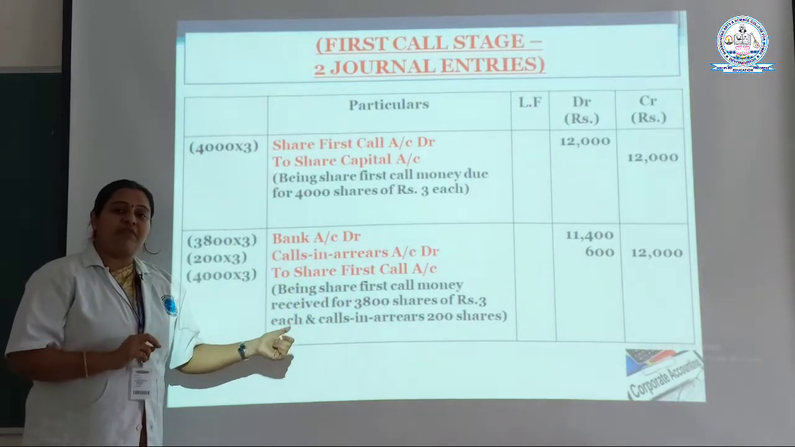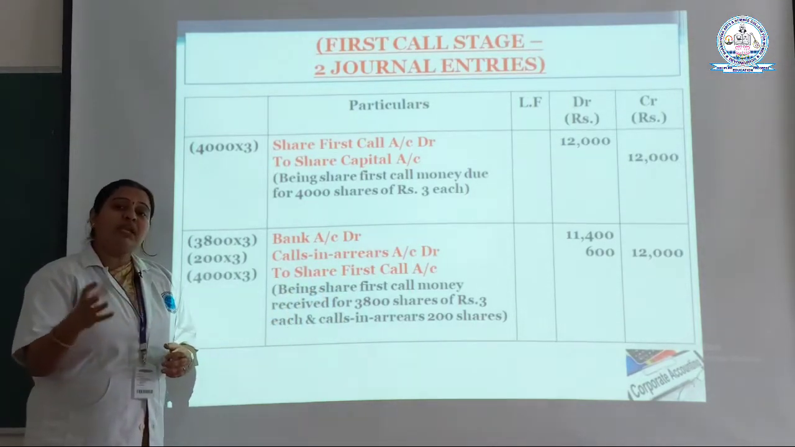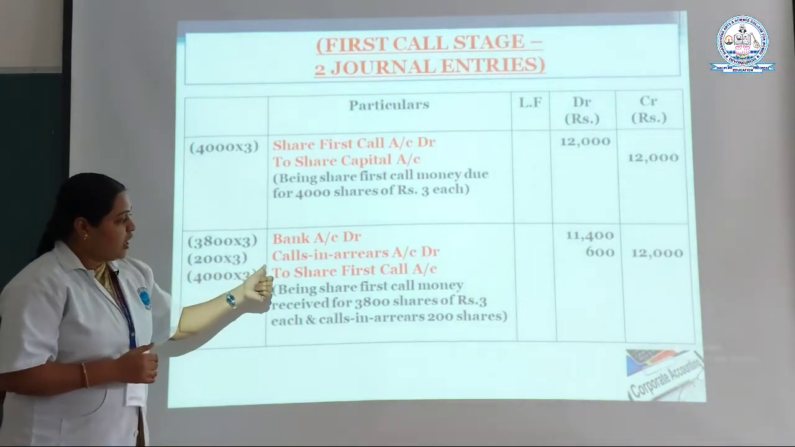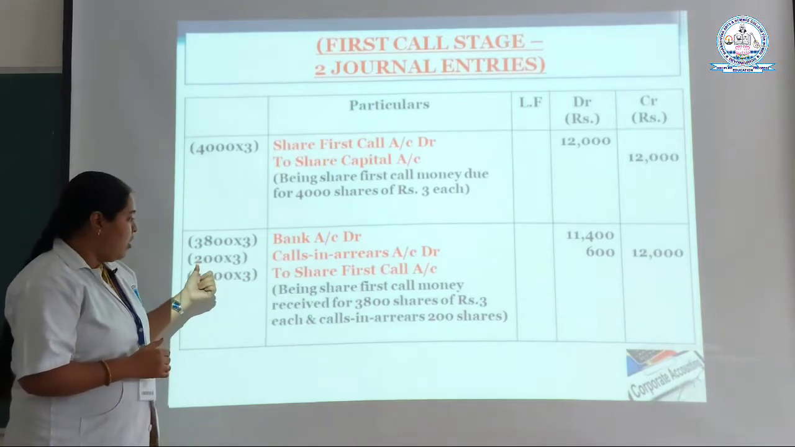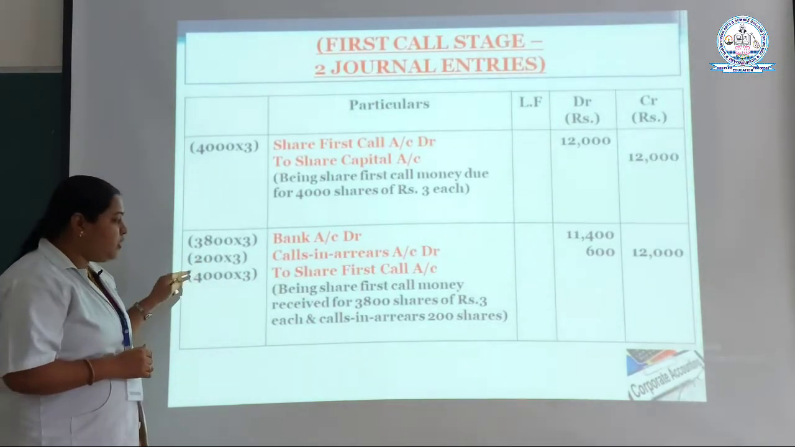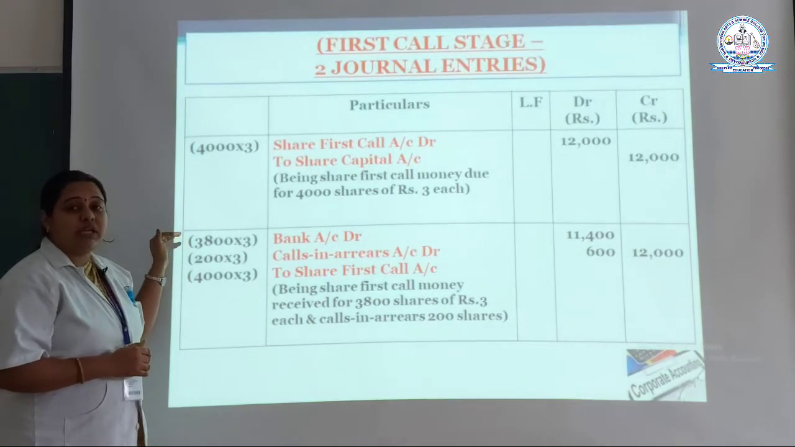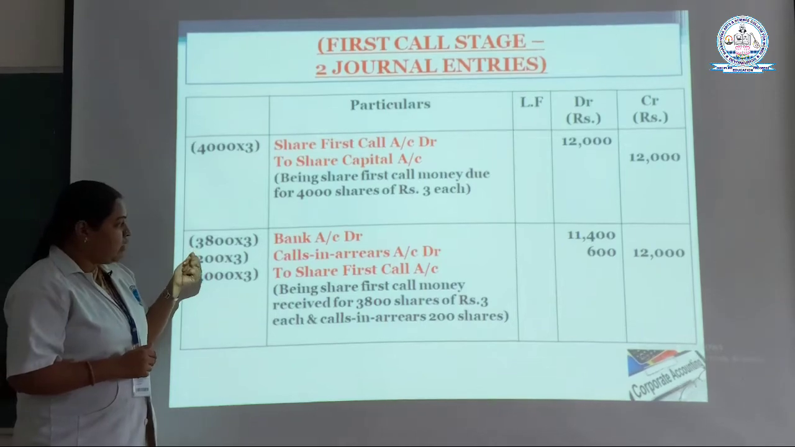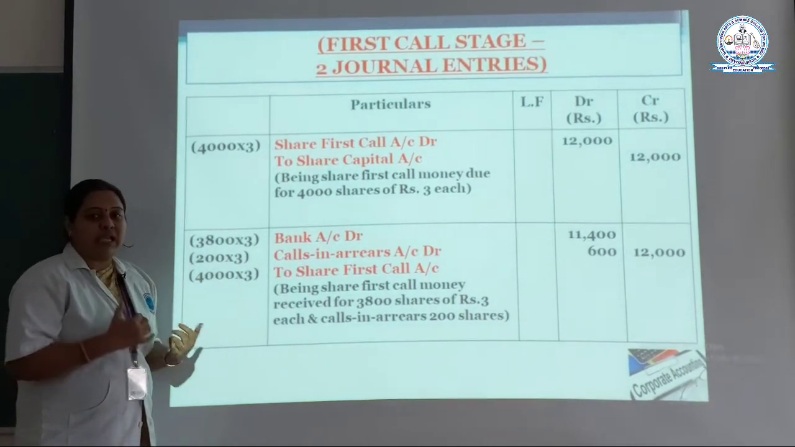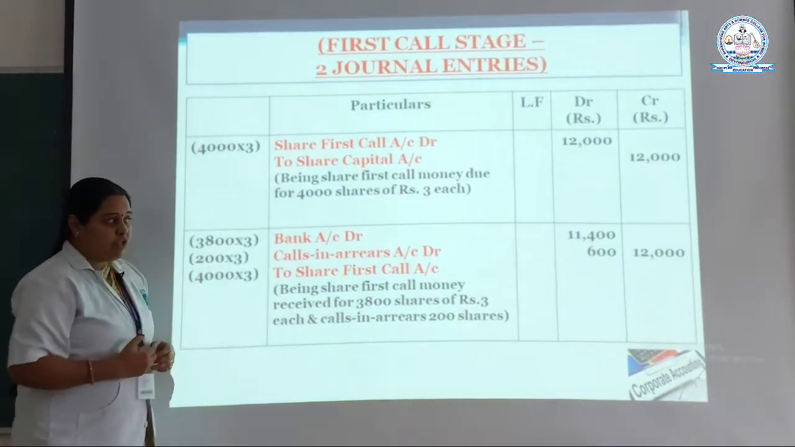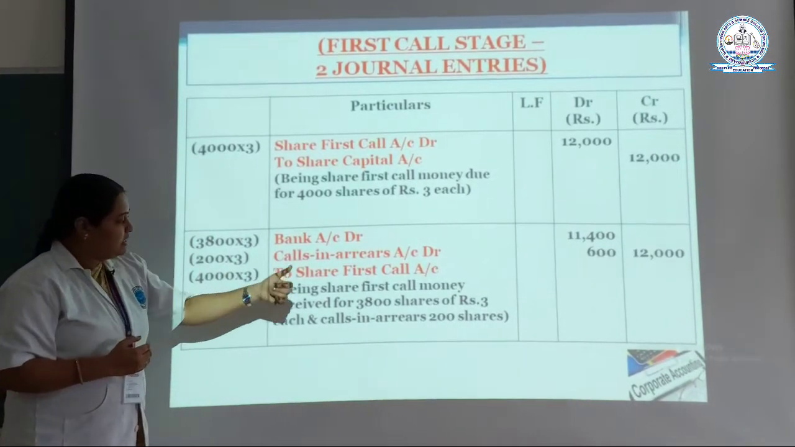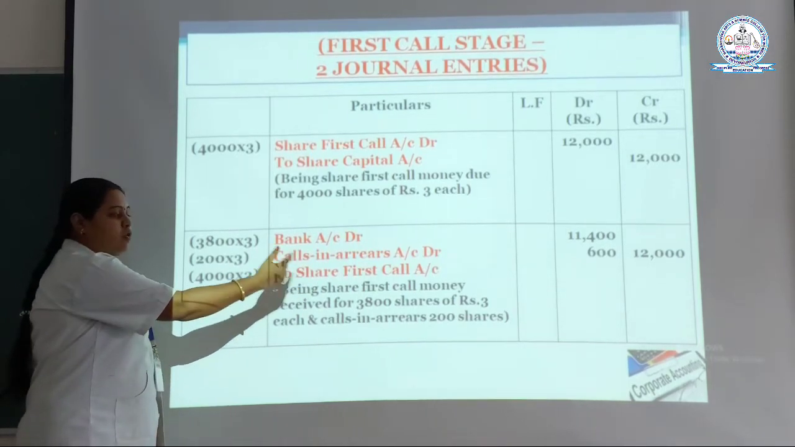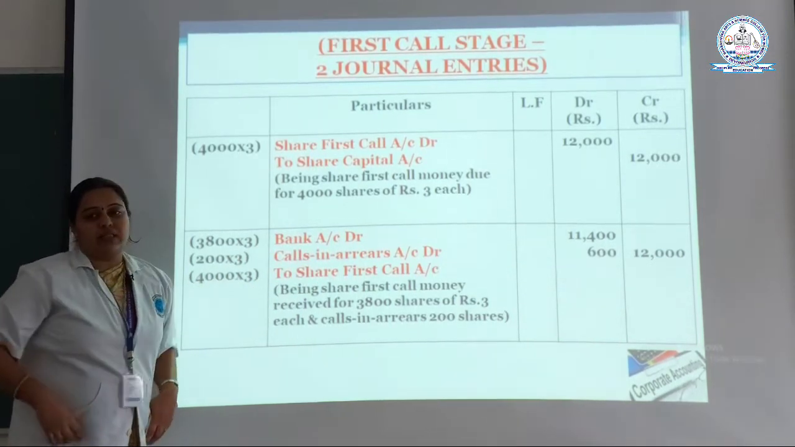Actually in this sum we have some exceptions. For how many shares did we not collect the first call money? That is called calls in arrears account. For how many shares? 200 shares. So except 200 shares, we get only 3,800 shares for first call. Okay. So you can see 3,800 into 3, which is the money we are getting, 11,400. Then calls in arrears 200 into 3, 600, and finally to share first call 4,000 into 3, 12,000.